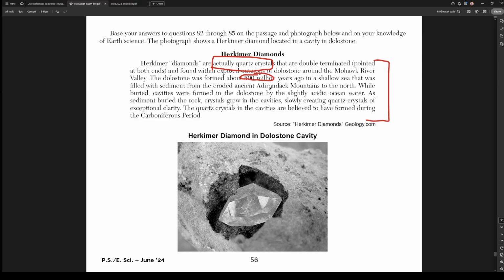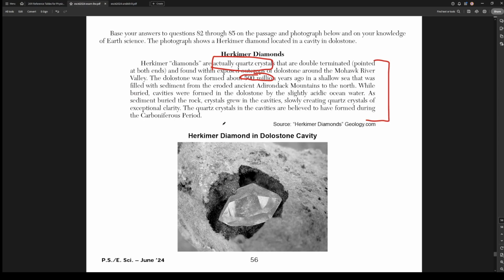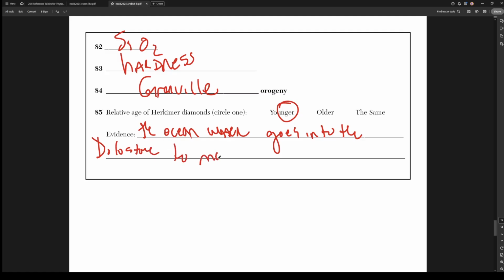Okay, so the Dollstone has to be older than the quartz because the quartz was formed from the ocean water going into the Dollstone. So is that what it wants us to say? Yeah. Okay, so the Herkimer diamonds are younger than the Dollstone. The ocean water goes into the Dollstone to make the diamonds. That's what I would say.